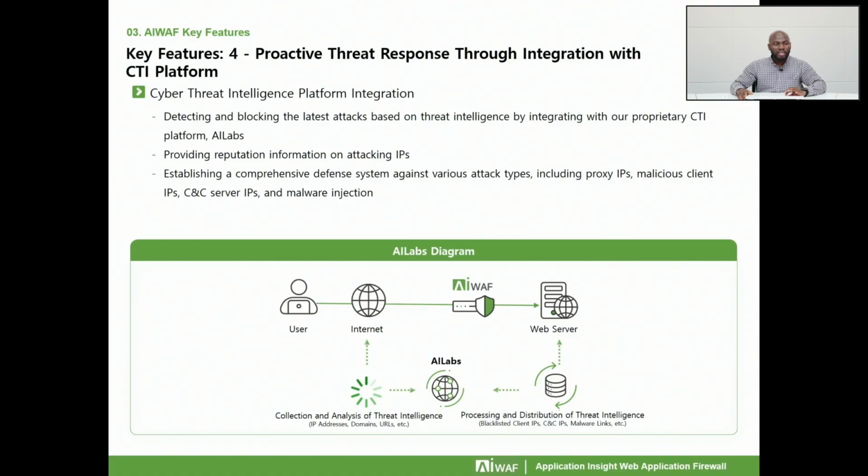So as you can see in the diagram, we illustrate how the AI WAF fetches threat intelligence data from multiple sources on the internet. We run our machine learning algorithms on them. We generate patterns, signatures, and algorithms, and we push it to the AI WAF.